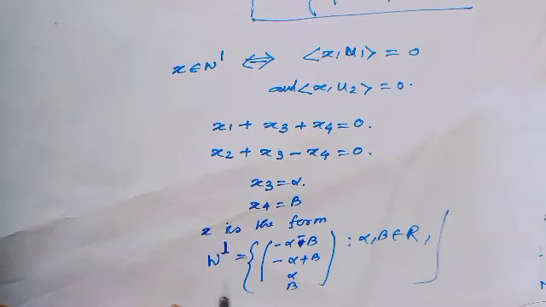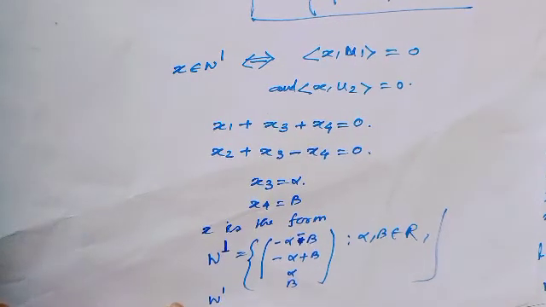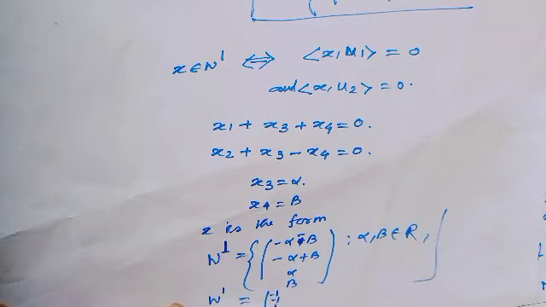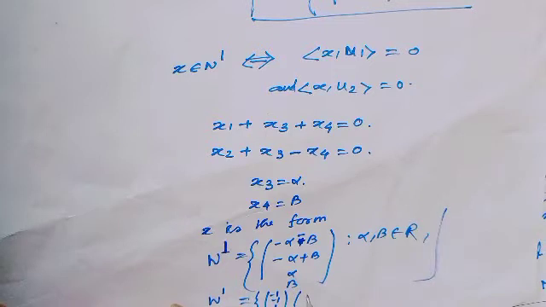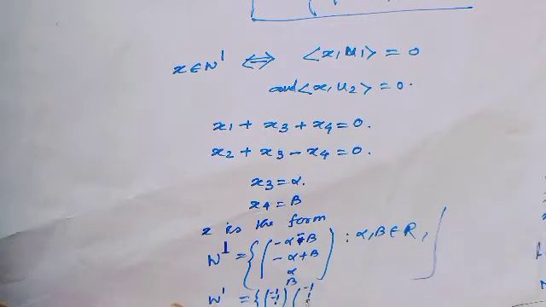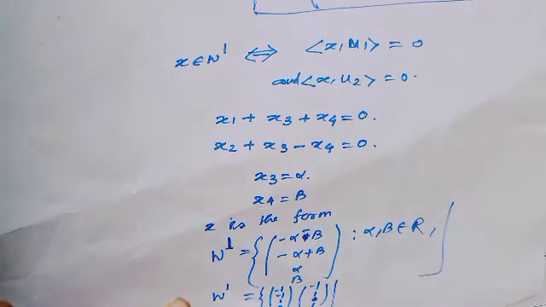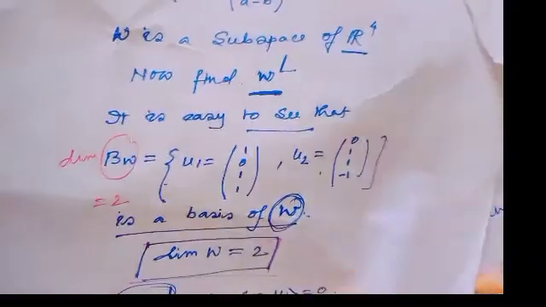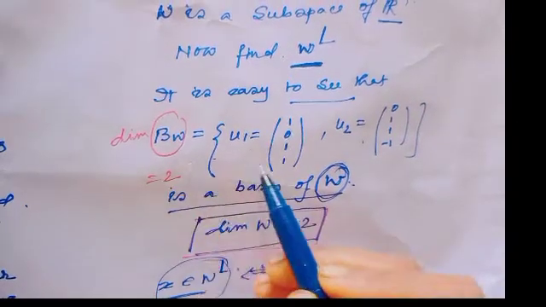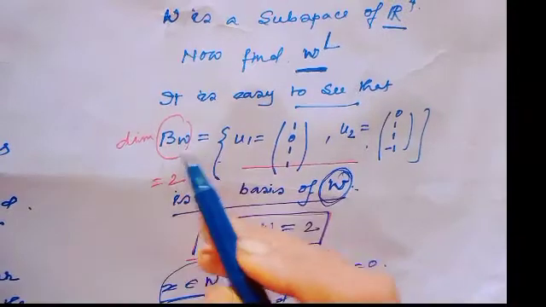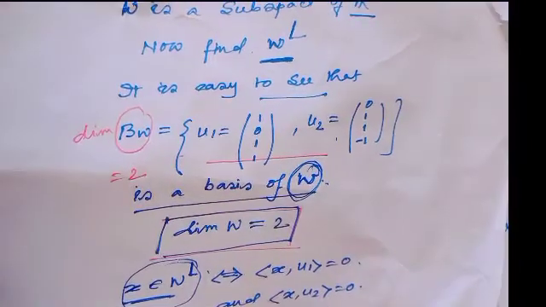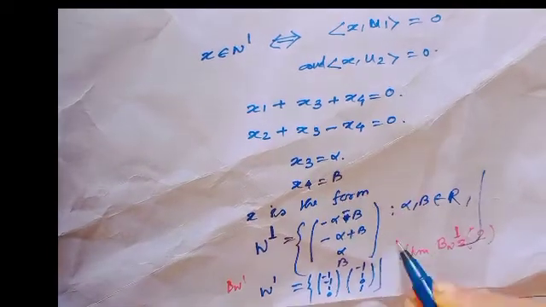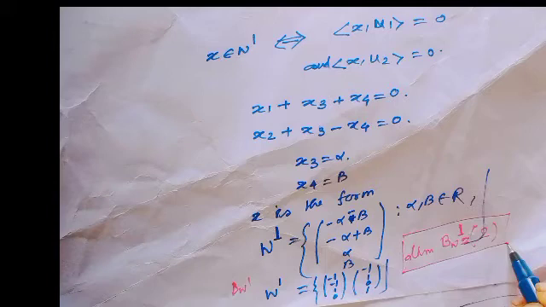And that means the basis vectors of W perp would be (minus 1, 1, 0, 0) and (minus 1, plus 1, 0, 1). Are you getting? This is the basis of W perp. And notice one thing. The basis of W contains these two vectors, so the dimension of W equals 2. Similarly, the basis of W perp contains these two vectors, so the dimension of W perp is equal to 2.